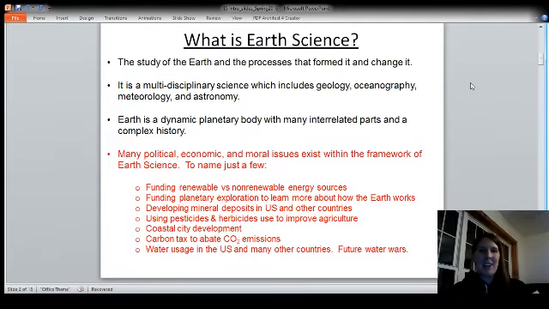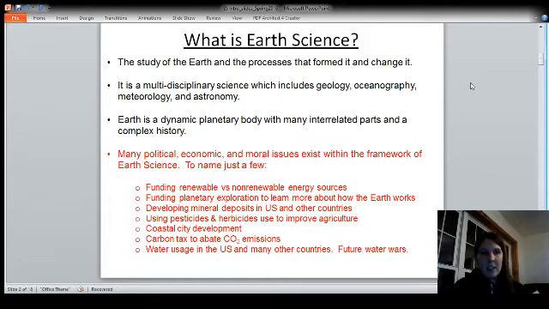Many political, economic, and moral issues exist within the framework of Earth science. For instance, funding for renewable and non-renewable energy sources. In New York, fracking is not allowed. However, just a few minutes away in Pennsylvania, fracking is. But an understanding of the geology and underlying structure is important for getting funding to explore these gas deposits, or trying to convince states to let you drill there, and an understanding of the impacts you have on the earth and the subsurface is important for getting permission to drill in certain states.